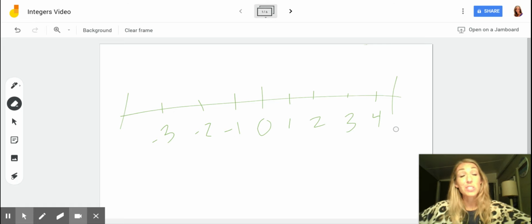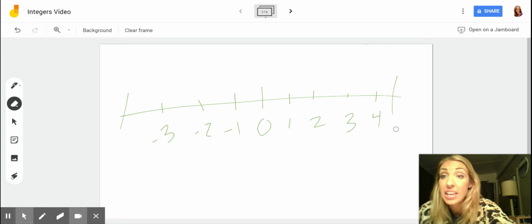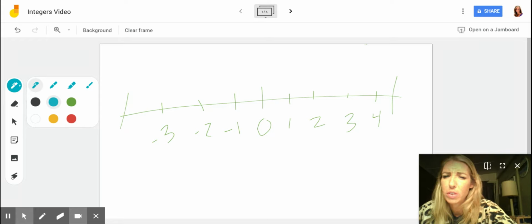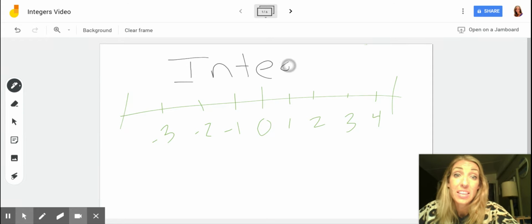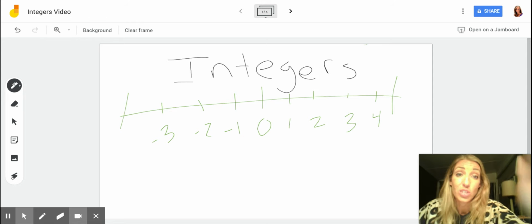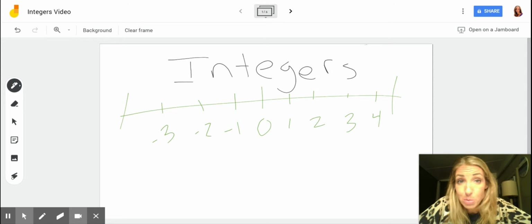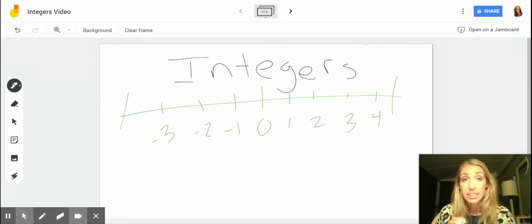Hey everyone, let's talk about integers. Integers are super important. First of all, we have to know what integers are, but the reason that they're important is because we are going to be using integers when we evaluate expressions, when we solve equations, and a lot more in math. So you have to make sure you understand them, specifically how to add them together and of course subtract, multiply, and divide. But let's focus on adding for this video.